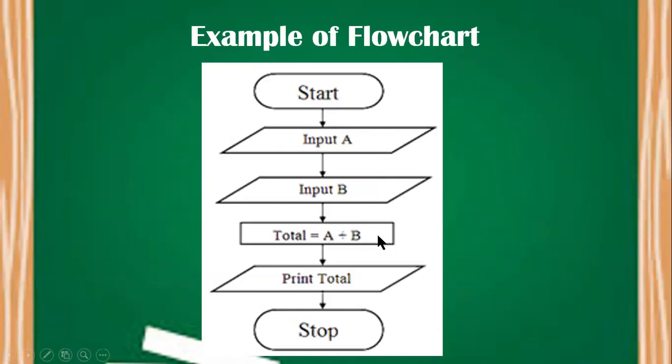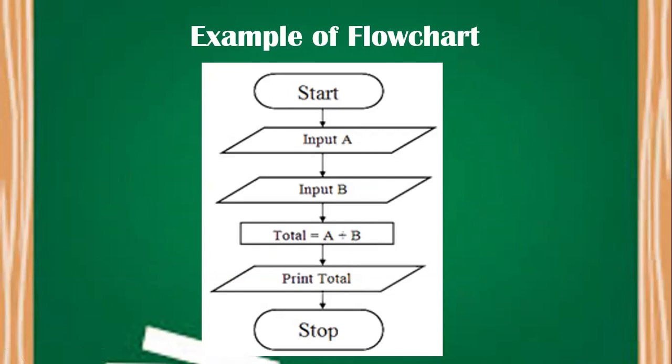After that, the next step, you want to calculate the sum or total. So you will use the processing box or rectangle box as I showed in the previous symbols. Any calculation or processing, whether plus, minus, multiply, you will use the rectangle box. And after that, whenever you have an output, for output we will use print or display. You can write the English word print or display total. Total is the variable name in which we are calculating the total of A and B, or A plus B.